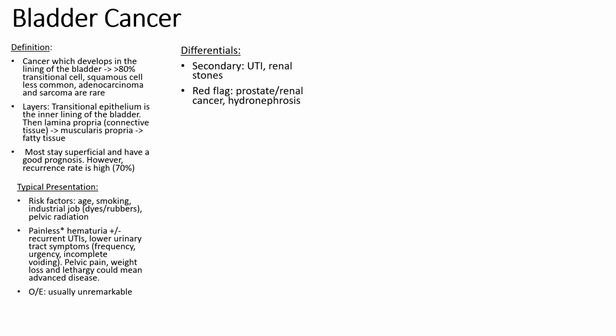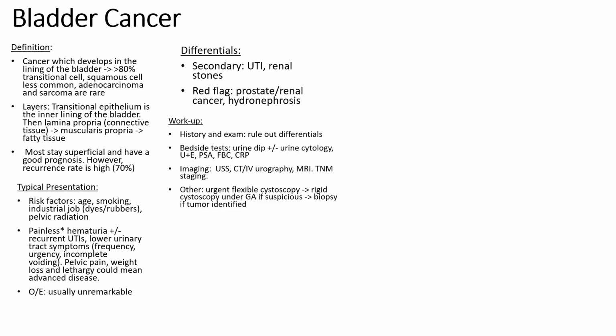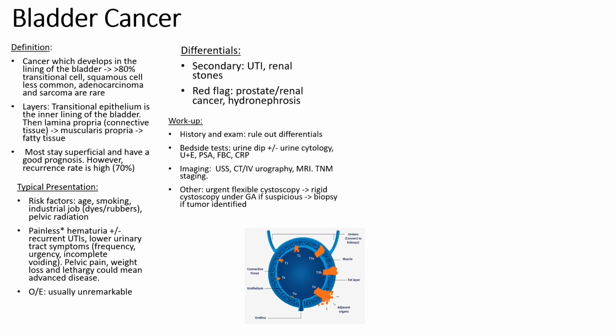For investigations, like I said, start off with a really good history. And then on the bedside, we're going to dip the urine to rule out UTI, but also send off urine cytology because there's a chance we can find evidence of bladder tumor cells there. Again, we do our routine FBC, UNE, CRP, and also check PSA. For imaging, we're going to do ultrasound of the bladder, CT and/or intravenous urography, and also consider MRI. A combination of these imaging modalities will give us all we need to stage the tumor.